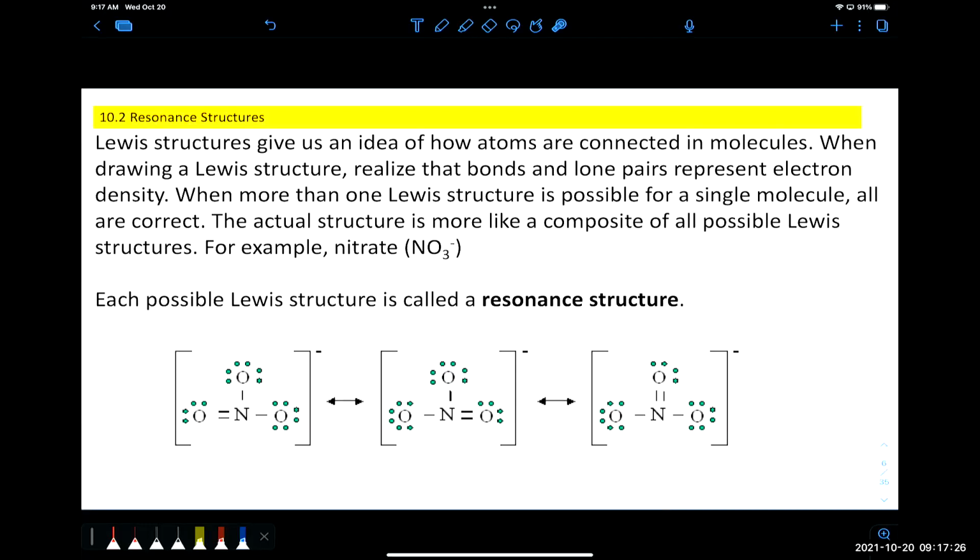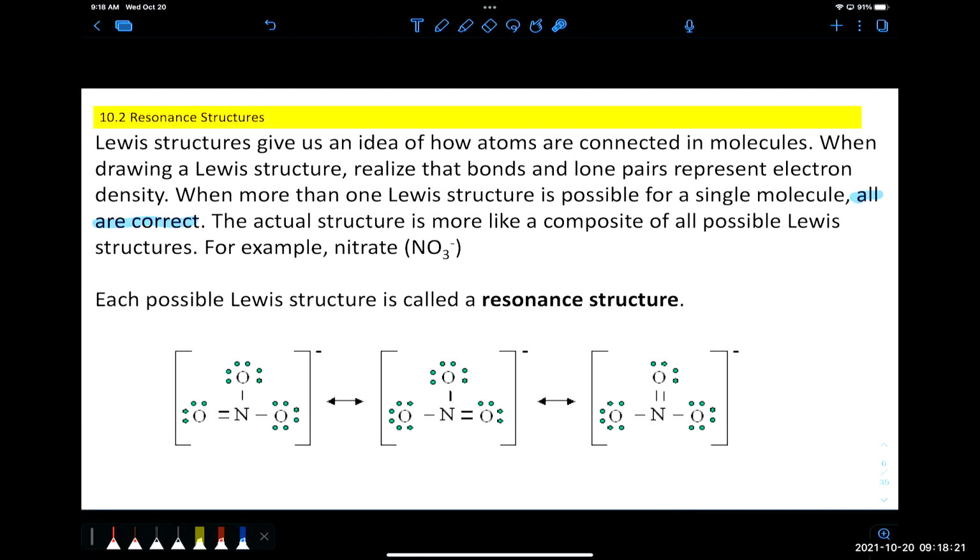Lewis structures give us a way to predict how atoms are bonded or connected in molecules. The bonds and lone pairs represent electron density. When we have more than one Lewis structure possible for a single molecule, all are correct. The actual structure is more like a composite of all possible Lewis structures. So when we look at this nitrate, we've got a double bond here, but because each of these is an oxygen, it's possible to draw this double bond here or here.